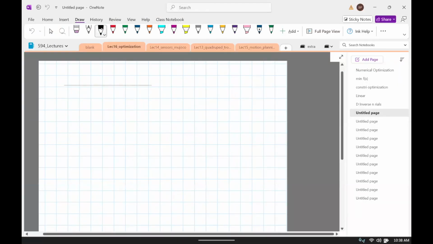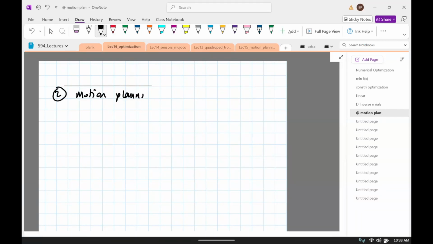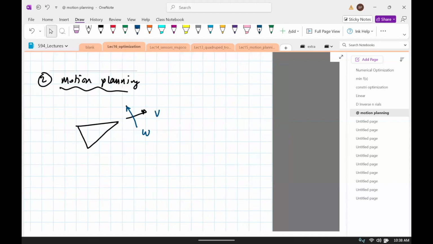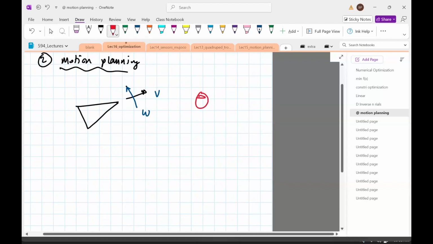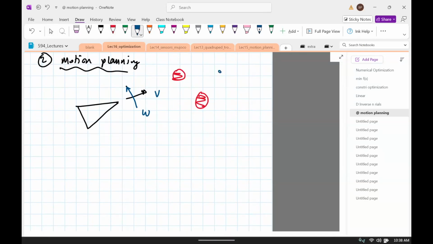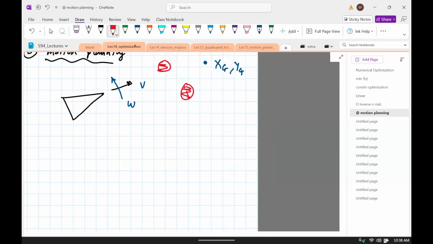So here's one application. The other application is in motion planning. Our caricature for motion planning is there is a robot which has two inputs, V and omega, and then there are obstacles, and then there is a goal. We know something about the obstacles. We know the location of the center of the obstacle, let's call that rho 0, and we know the radius of the obstacle. So rho 0, R0, rho 1, R1, and so on.